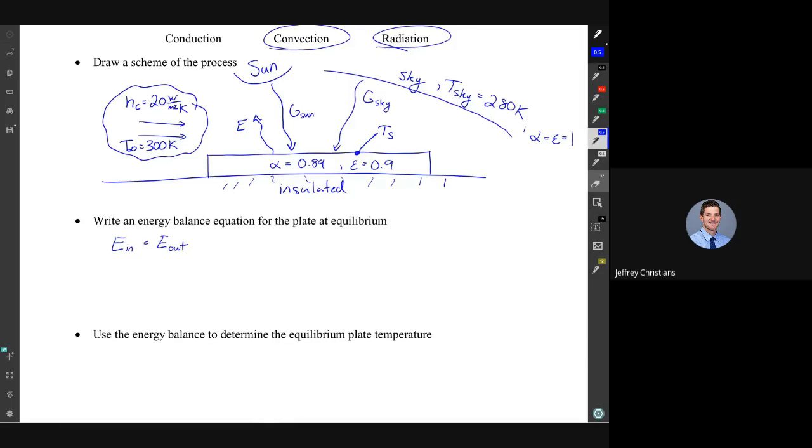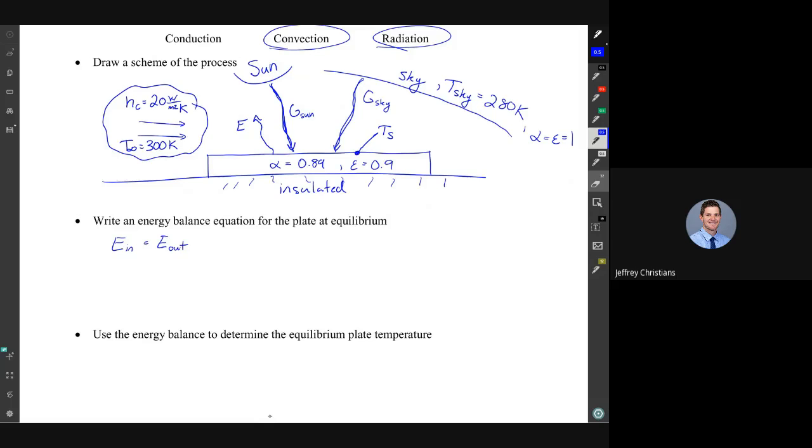We can kind of say whatever we want as long as we keep our signs right. But how I have it drawn, it looks like heat is coming in from the sun, and we also have heat coming in from the sky, both as radiation. That's how I have it drawn at least.